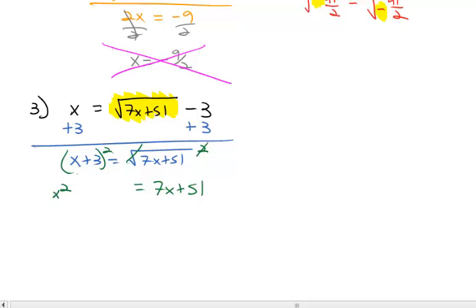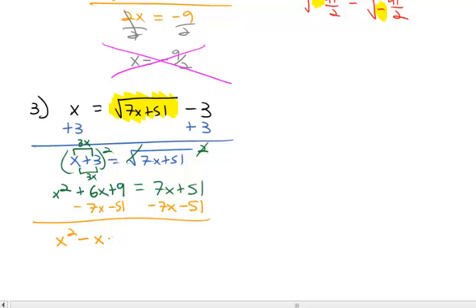We square the first, x squared, and then x times 3 is 3x. 3 times x is 3x. 3 and 3 gives us 6x in the middle, plus 3 times 3 is 9. We can solve this equation because there's an x squared and an x. We need to set it equal to 0 and either factor or use the quadratic formula. So we'll subtract 7x and subtract 51. When we do, we get x squared minus x minus 42 equals 0.